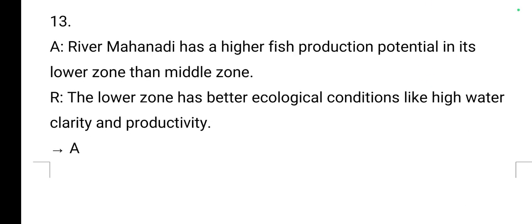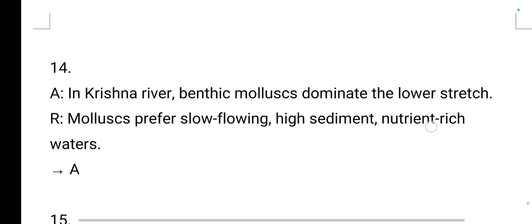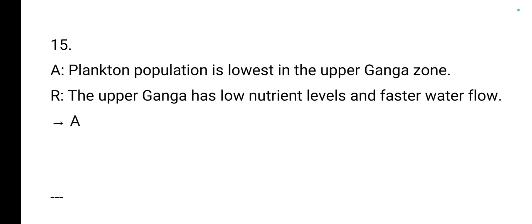River Mahanadi has higher fish production potential in its lower zone than middle zone. The lower zone has better ecological conditions like high water clarity and productivity. So it is A. In Krishna River, benthic mollusks dominate the lower stretch. The mollusks prefer slow flowing, high sediment, nutrient rich waters. So the answer will be A.